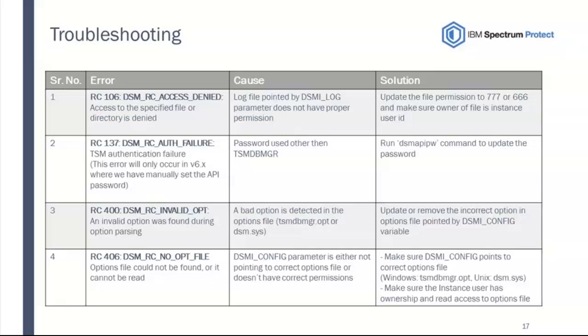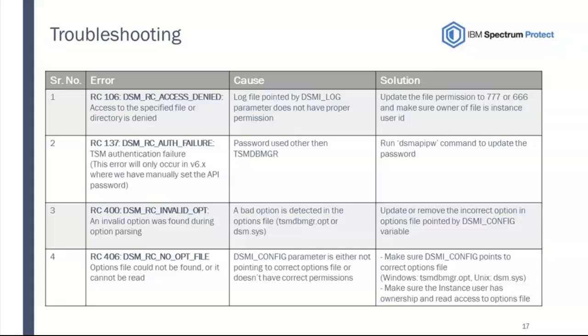If you receive return code 137, then it points to an authentication issue. It means you have not specified the TSMDBMGR as the API password. To resolve it, you must use the correct password using the dsmapipw command. Let's say you receive return code 400, that indicates you have a bad option in your OPT file. The OPT file is dsm.sys or tsmdbmgr.opt. So identify the incorrect option and remove it.